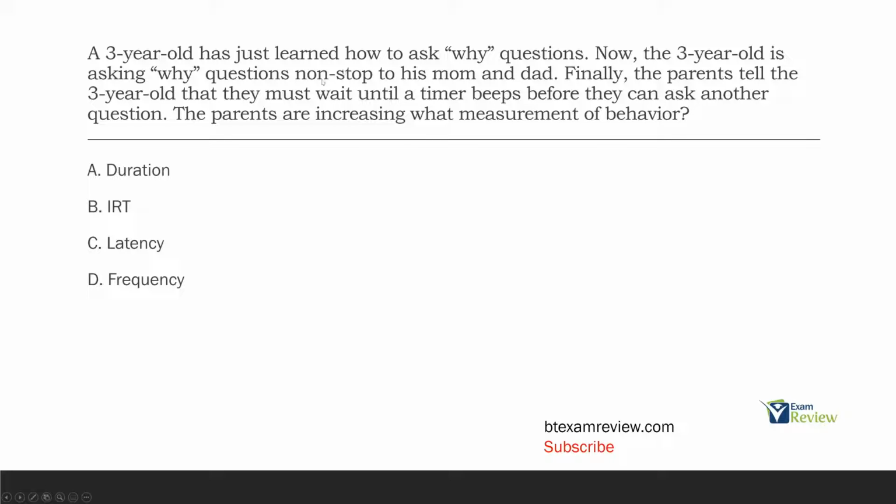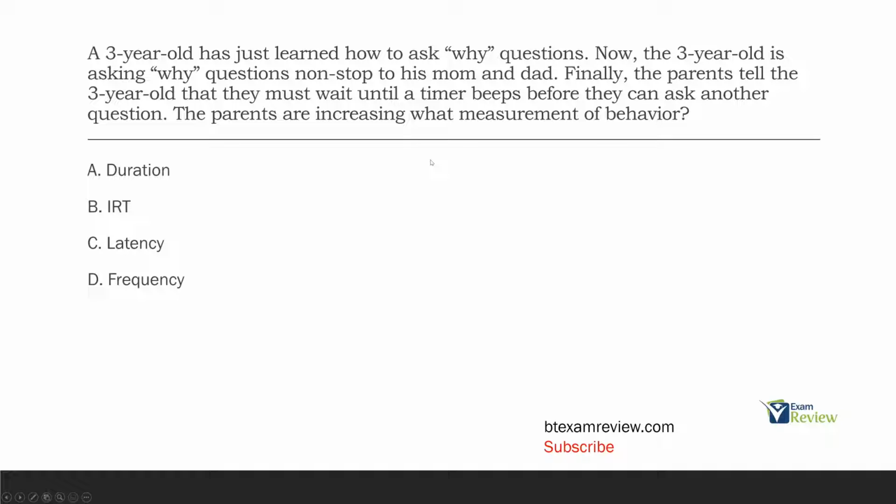So think about it for a second, right? They're wanting to increase something, but if they make the 3-year-old wait before asking more questions, what are they decreasing? Well, they'd be decreasing the frequency of behavior, right? Because what they're trying to do is less questions, okay? So in order to do that, they've got to increase something. Are they increasing duration? Well, no, they're not increasing the duration necessarily of the questions, right? Now, you could say, well, they're increasing the time in between questions, and you'd be right.